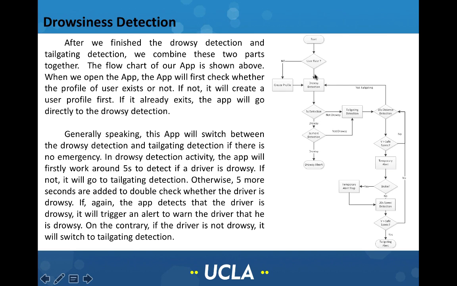In the jersey detection activity, the app will first work around 5 seconds to detect if the driver is jersey. If not, it will go directly to the tailgating detection. Otherwise, 5 more seconds are added to double check whether the driver is jersey. If again the app detects that the driver is jersey, it will trigger an alarm to warn the driver that he is jersey. Otherwise, if the driver is not jersey, it will switch to the tailgating detection.